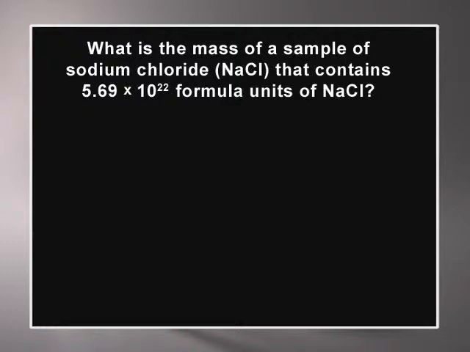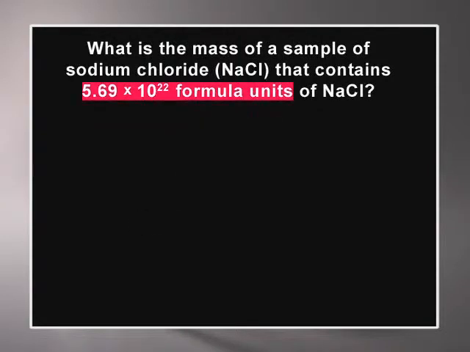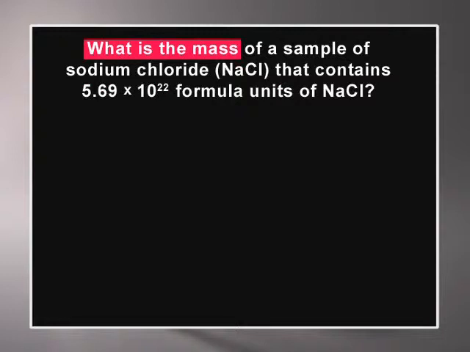Even though this problem deals with what are called formula units, we can treat these as if they were the same thing as molecules. Just as there are 6.02 times 10 to the 23rd molecules per mole, there are 6.02 times 10 to the 23rd formula units per mole. In fact, I'm just going to call these molecules for the time being, since I think it makes the problem a bit easier to visualize. We are given the number of molecules of NaCl and asked to find the number of grams of NaCl.